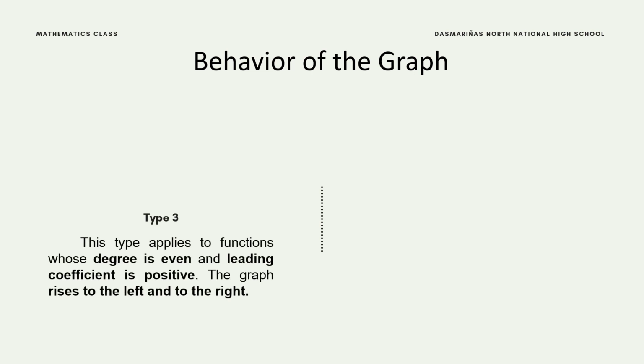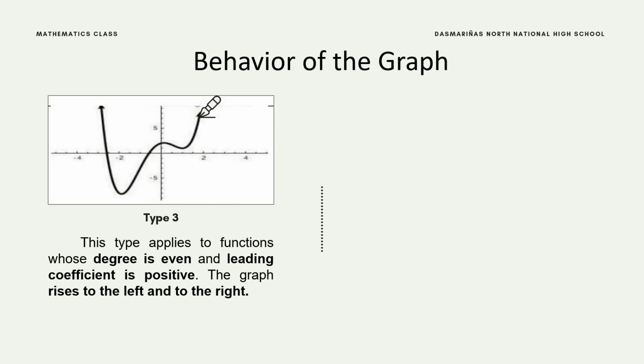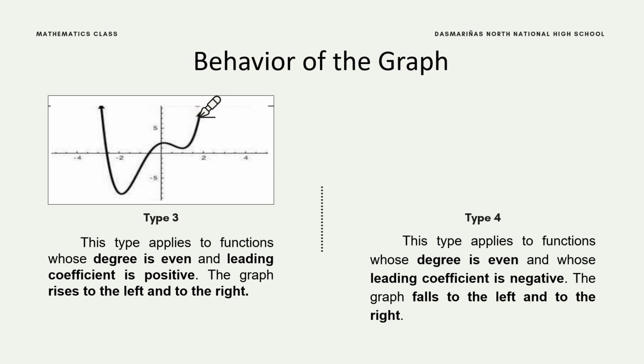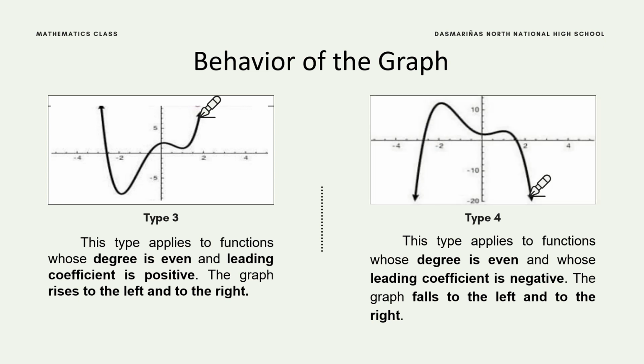Another type applies to functions whose degree is even and leading coefficient is positive. Therefore, the graph rises both to the left and to the right. However, this type applies to functions whose degree is even and whose leading coefficient is negative. The graph falls both to the left and to the right.